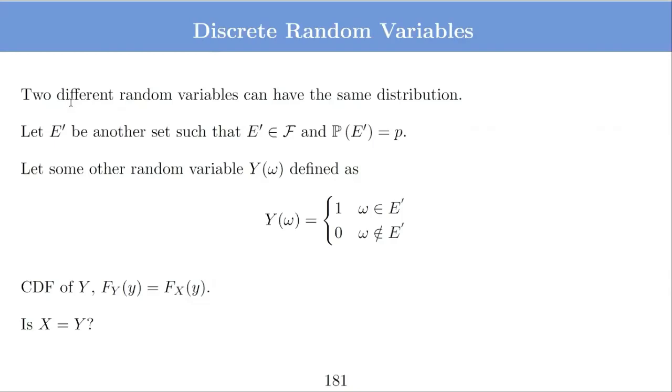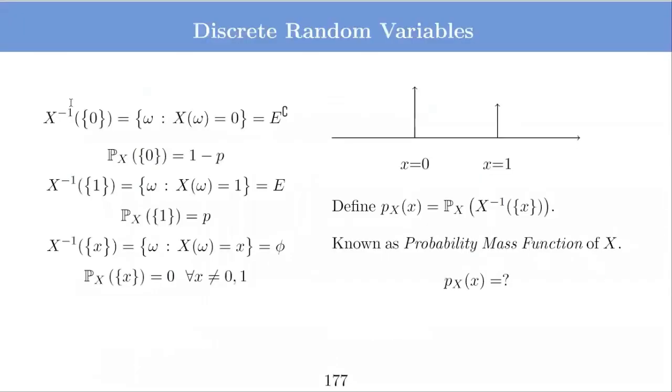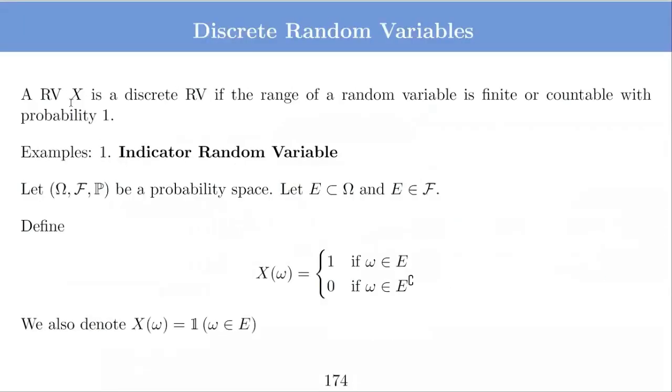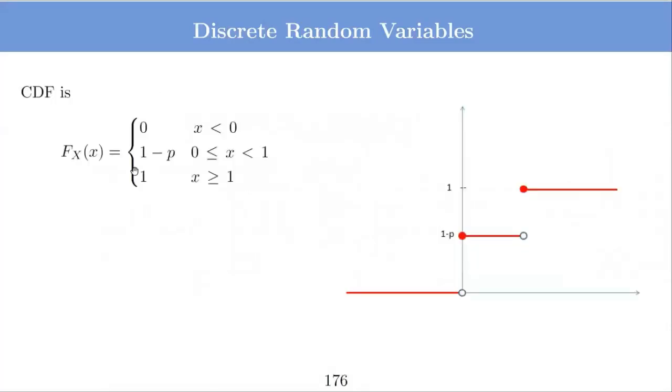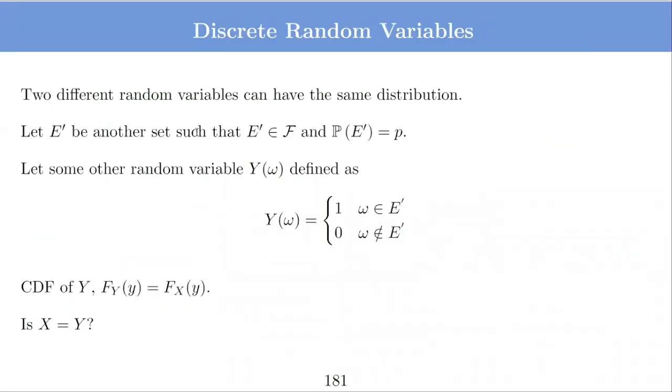I gave another example where I calculated the CDF of an indicator random variable of an event E, and I computed the CDF to be of this form. Now let us consider that there is another set E prime. It is different from E. It's another event which also belongs to the sigma algebra, and such that the probability of E prime is also P. So in the same sample space, it is possible to find two different events with the same probability.